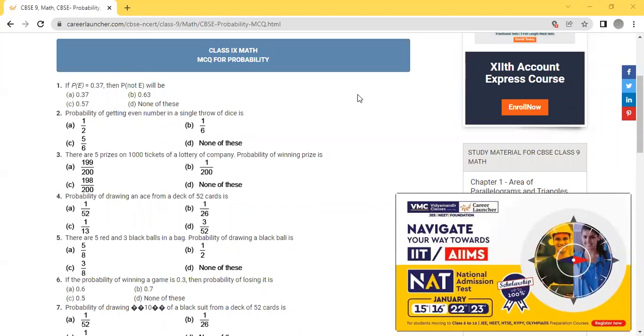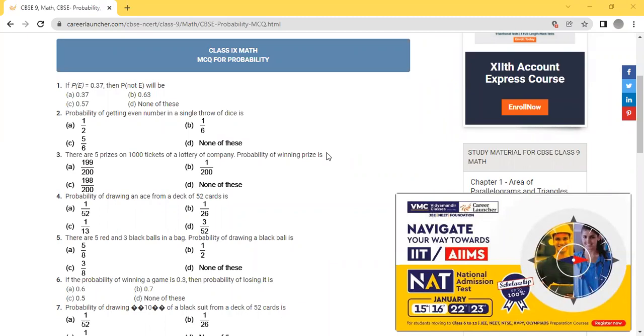There are 5 prizes on 1,000 tickets of a lottery of a company. Probability of winning a prize. What will the answer be? Ma'am, 5 by 1,000. Yes, answer is? Ma'am, 1 by 200. Okay, Bhavansh, read the next question.